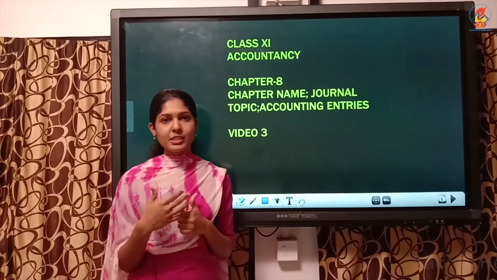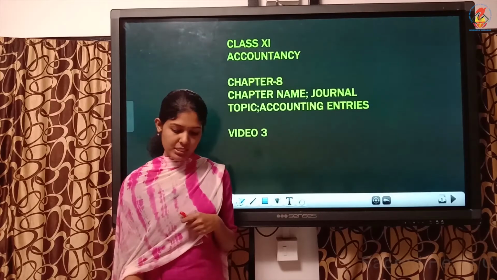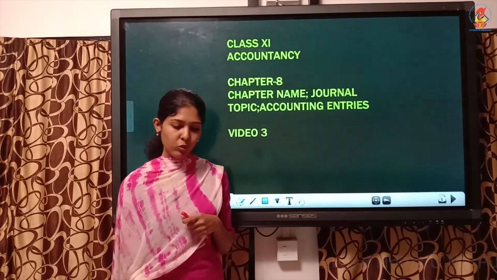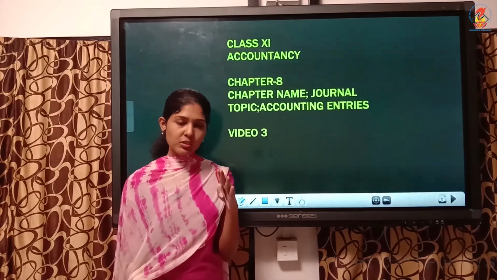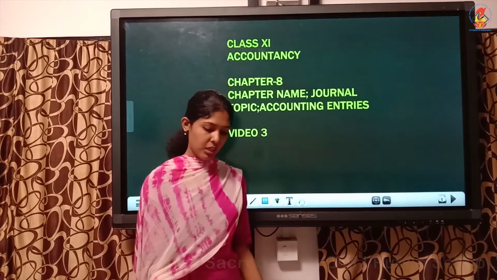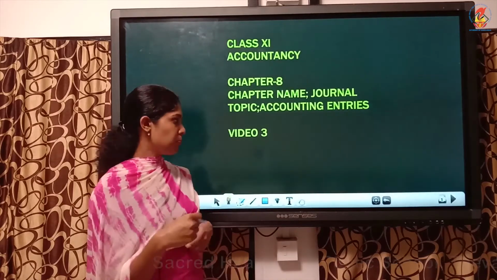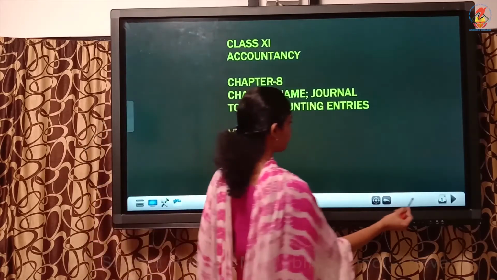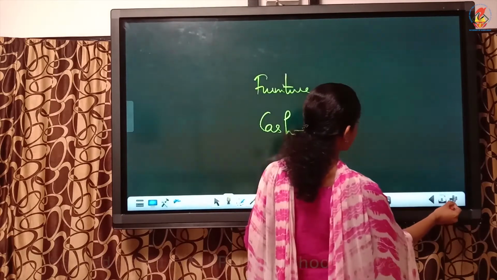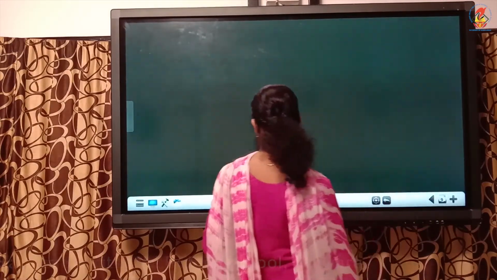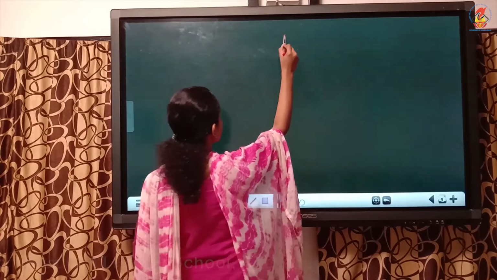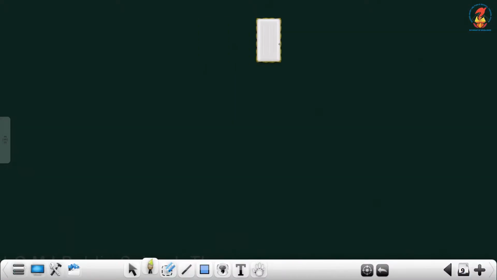We'll move on to the next problem, illustration number 4, on the very next page, page number 8.18. Write the illustration number and page number. Again, that is to write journal entries. So give the heading journal and draw the format of journal.